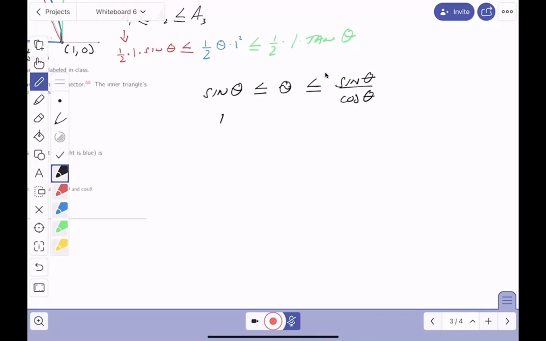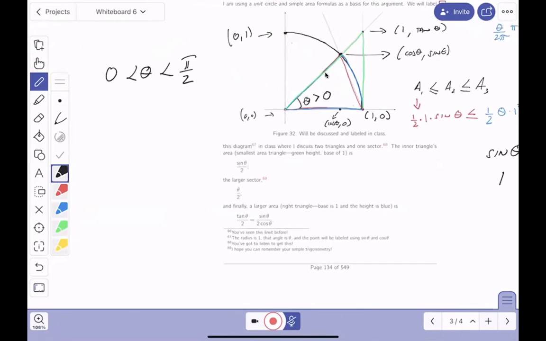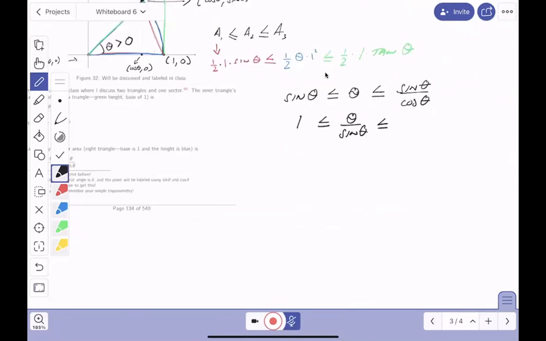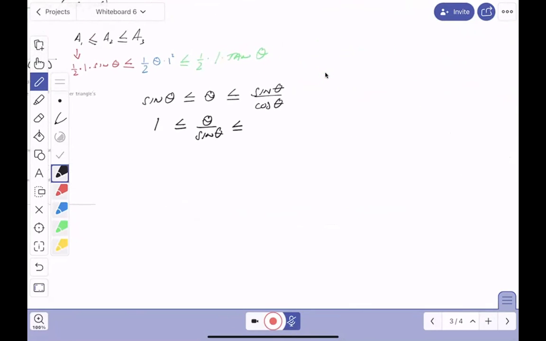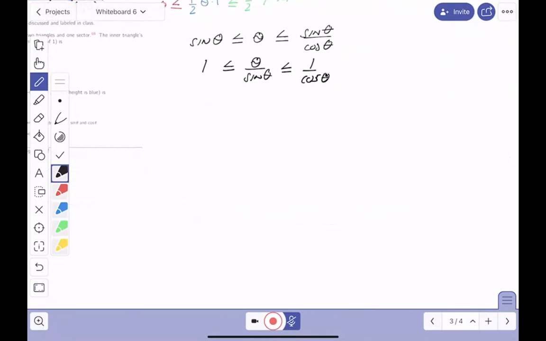So what did you get? 1 over theta over sine theta. I'm dividing by sine theta. By the way, I want to point out sine theta in this interval is always greater than 0, so it's really easy to divide. What do you have here? 1 over cosine theta. I'm going to use some things I know from pre-calculus. I'm going to take reciprocals of these things. That's reciprocal 1, by the way. The direction of the inequality changes.